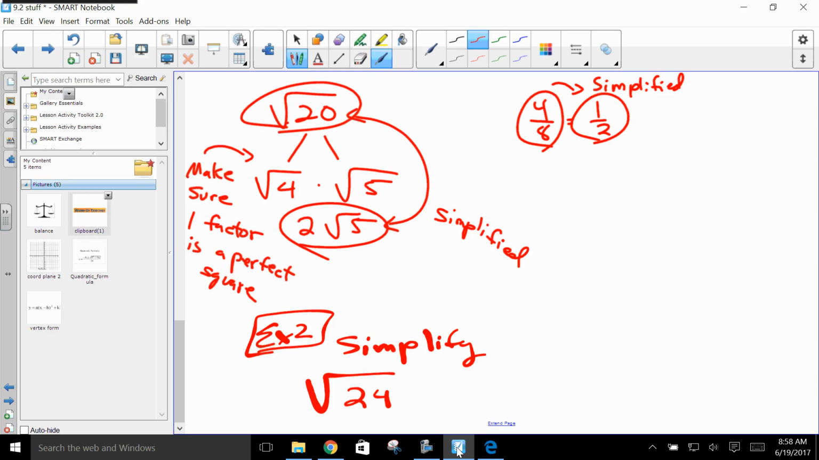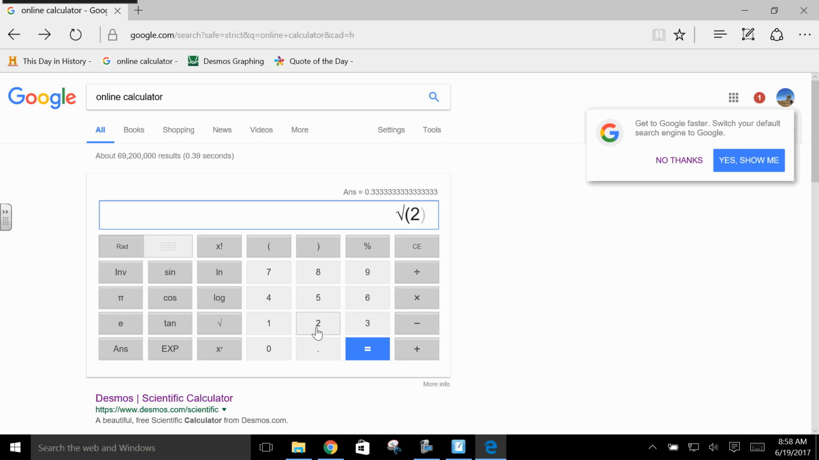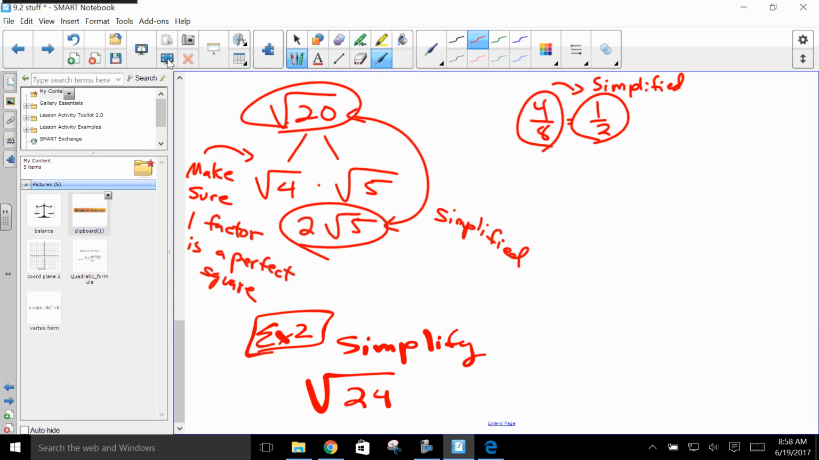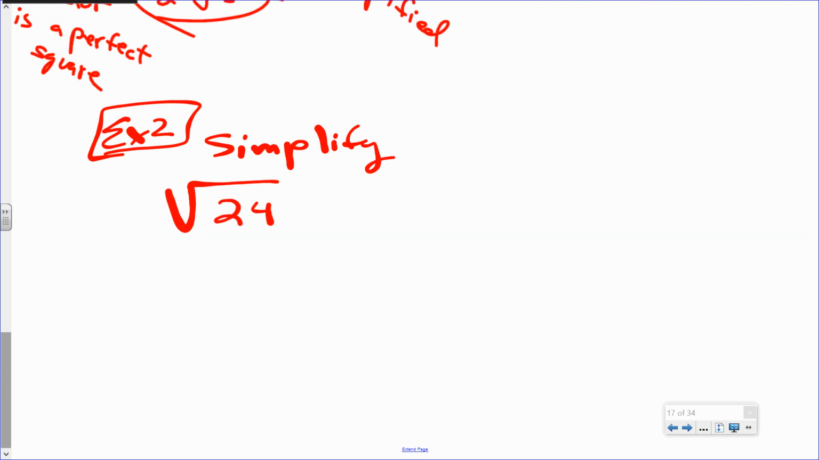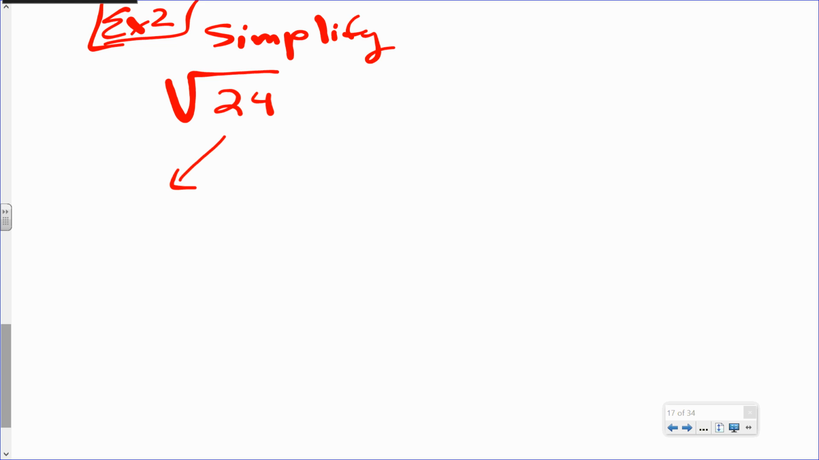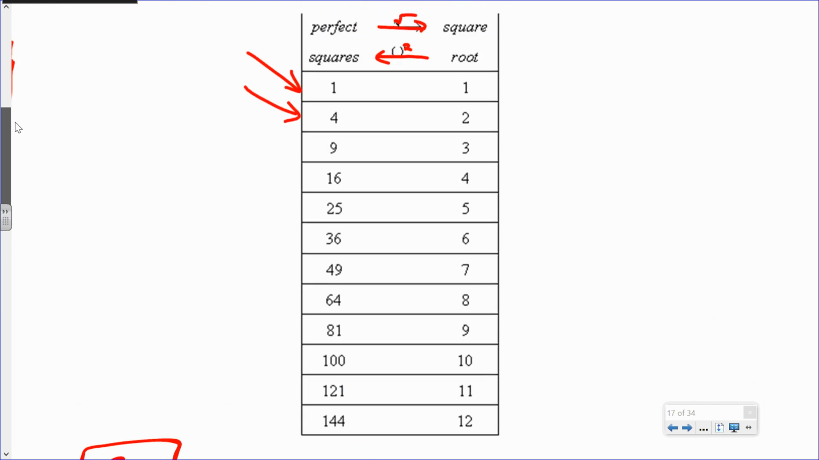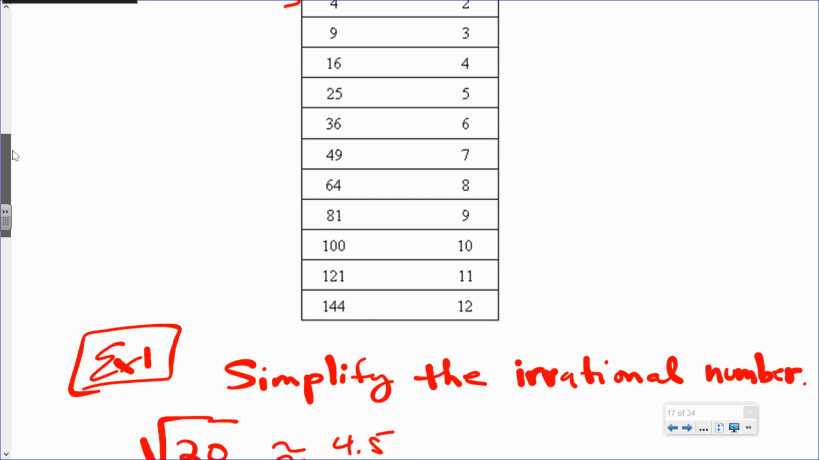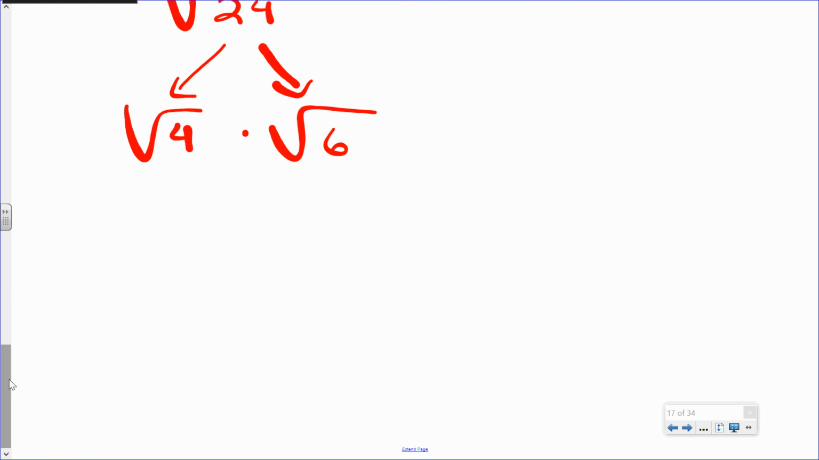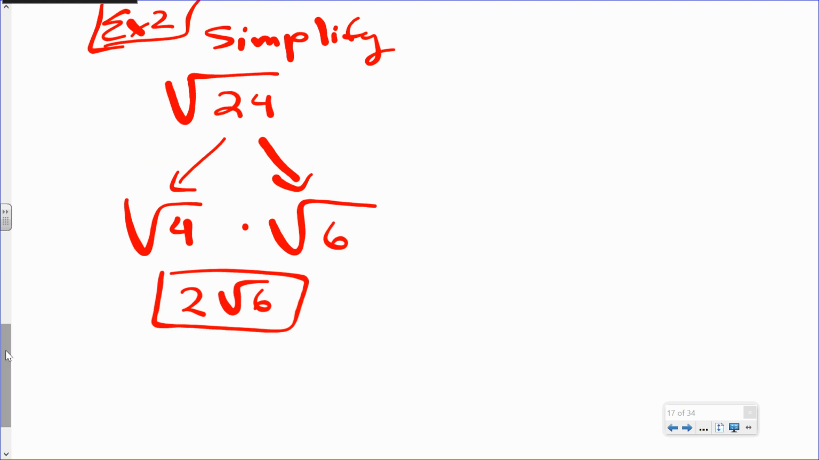So back over here, square root of 24. Square root of 24 is definitely irrational. It's not a perfect square. But let's simplify it, we're not going to leave it that way. Let's break it down into two square roots, making sure one factor is a perfect square. 4 and 6. Let's go back to our perfect square list. 4 is definitely a factor of 24. So 4 will work again. Look at 4 times 6. Here's your perfect square. This is not a perfect square, but that's okay. As long as one of them is a perfect square, you're in business. What's the square root of 4? Thank you. 2 rad 6, we're done. 2 rad 6 is a simplified version of square root of 24.